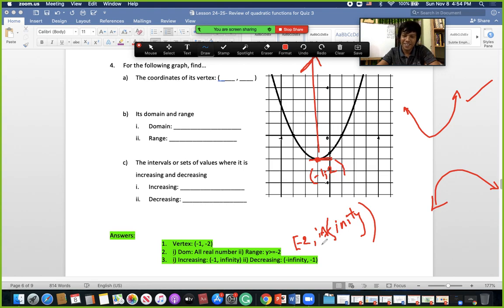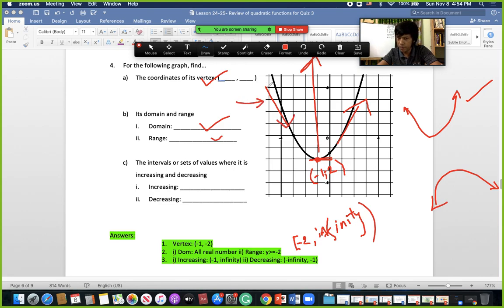So this is -1 to -1, -2, the vertex. So we know the answer for the first question. If we only know the vertex, the domain is all real numbers, the range is y greater than or equal to -2, and then increasing and decreasing. You see that this part of the graph is increasing and this part of the graph is decreasing. How do we know? We have to come from left to right.